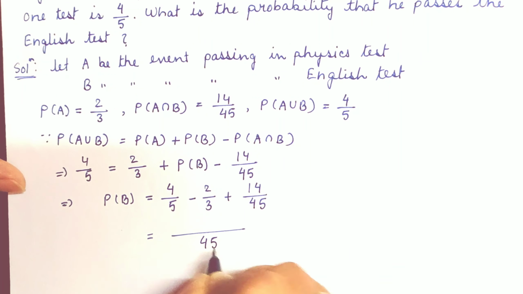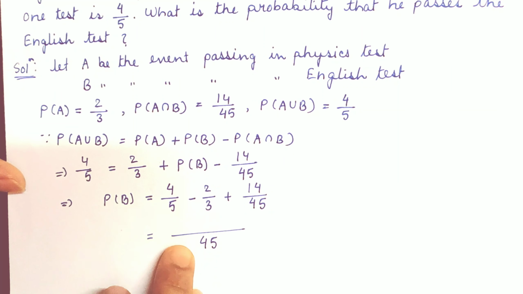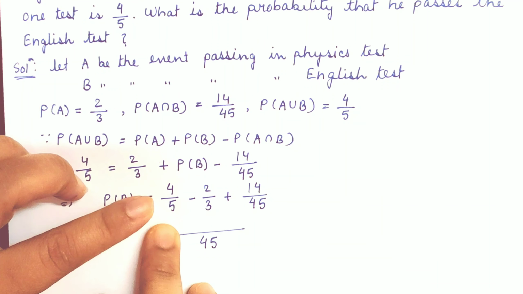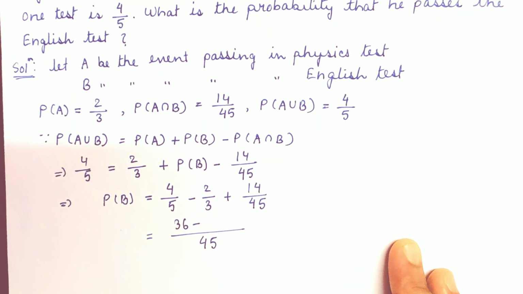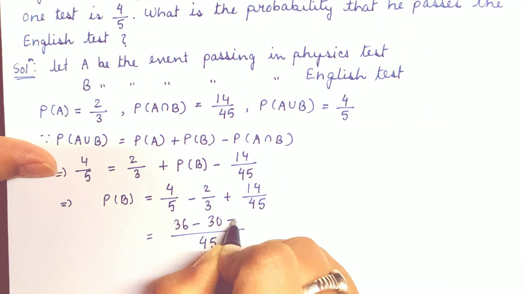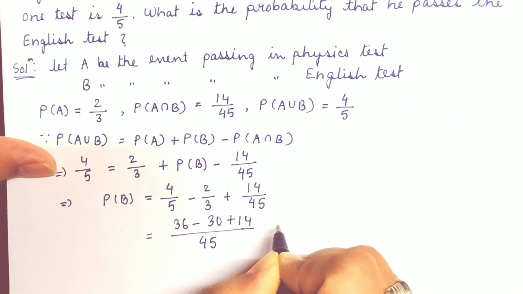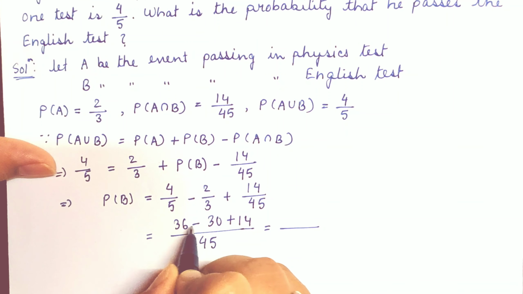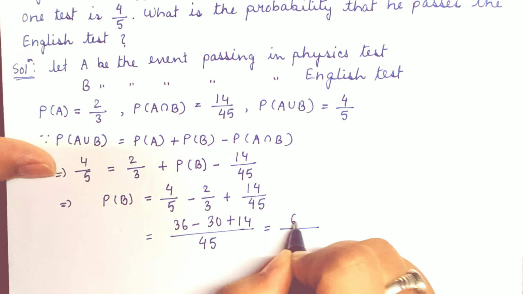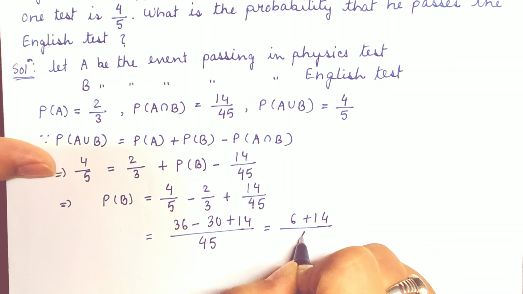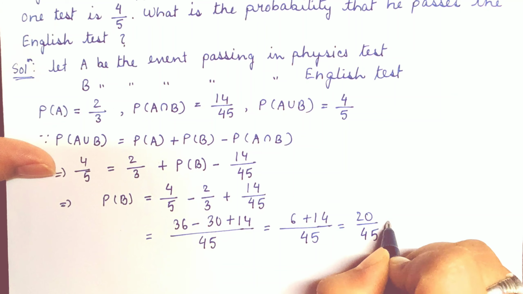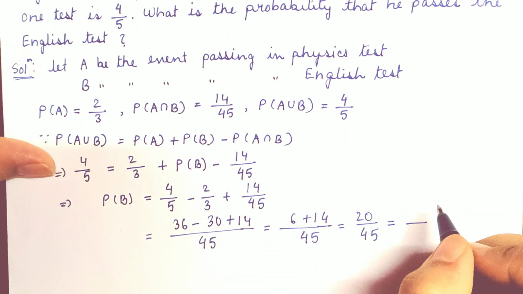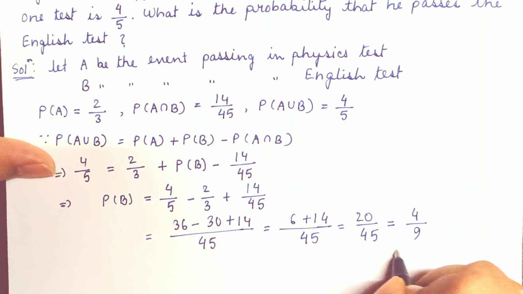Take the LCM 45. 45 divided by 5 is 9, 4 into 9 is 36. 45 divided by 3 is equal to 15, 15 into 2 is 30, plus 14. It will give you 36 minus 30 plus 14 by 45, which is 20 by 45, equal to 4 by 9.